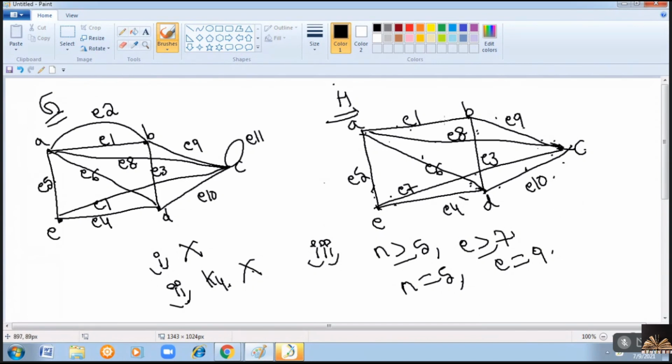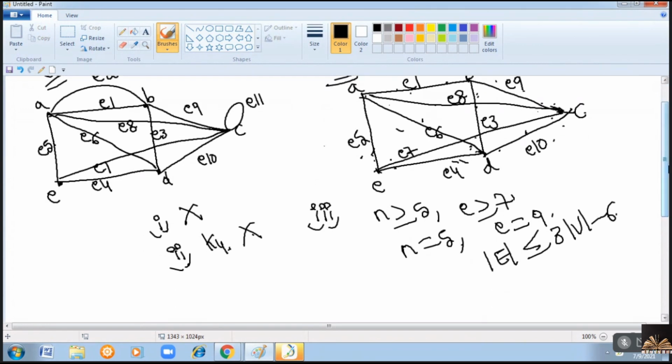Once, how many edges do we have? 1, 2, 3, 4, 5... yes, 9 edges. Now what is the condition? The number of edges should be less than or equal to 3 times the number of vertices minus 6. You just substitute and check whether this inequality is satisfied.